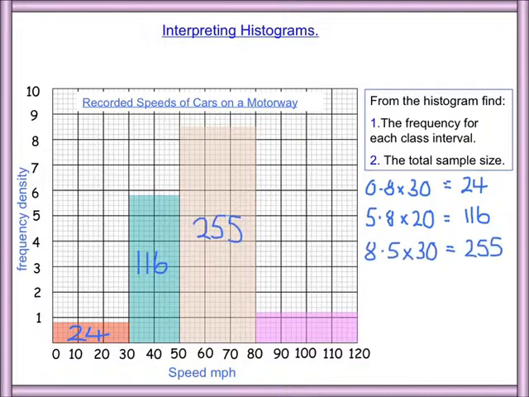Final one, this one here has got a height of 1.2 and a width of 40, so 1.2 times 40. Times by 10 would be 12, so 4 lots of that's 48. So that's 48 people. So we've worked out how many people each part of the histogram represents. So if I wanted to find the total sample size, I'd just add together all of those values. I'm not going to bother doing it now, but you know what I mean by that.